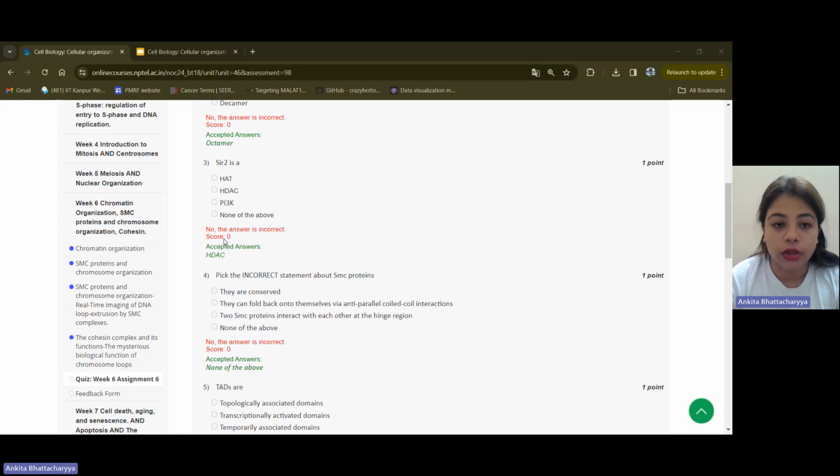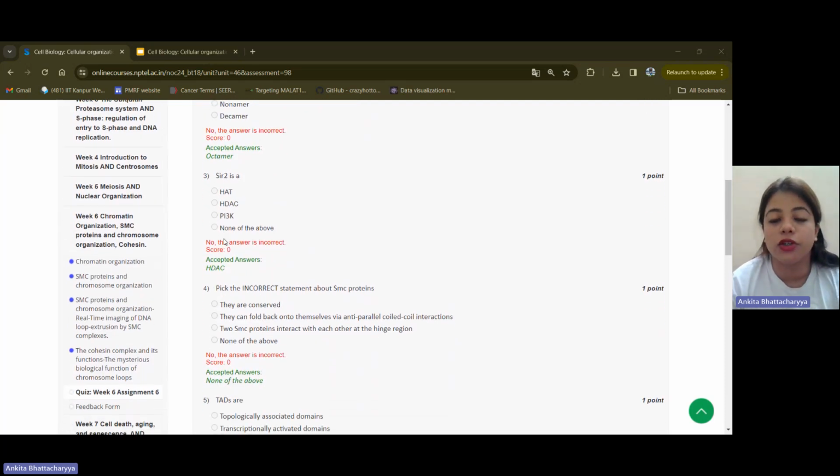Then in question 4, we have been asked to pick the incorrect statement about SMC proteins, or structural maintenance of chromosome proteins, which we also discussed in the previous lecture. The options are: whether they are conserved, whether they can fold back onto themselves via anti-parallel coiled-coil interactions, whether two SMC proteins interact with each other at the hinge region, or none of the above.